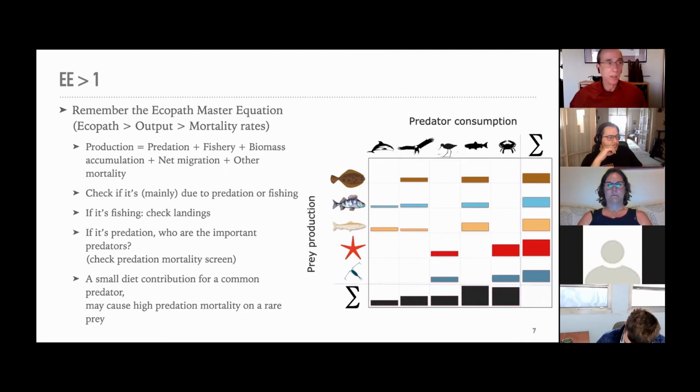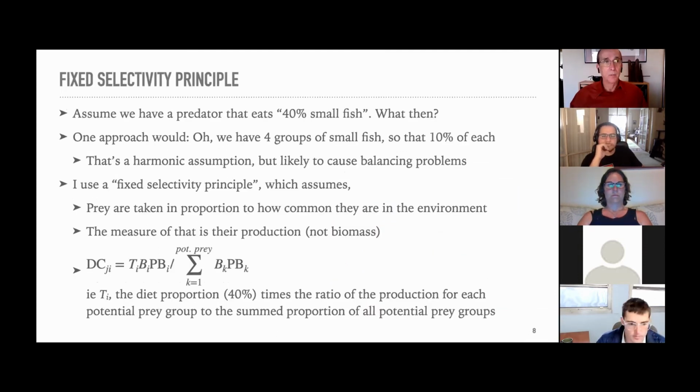Actually, it led to a principle that I call the fixed selectivity principle, which is a useful thing when you're defining the model. So this is not balancing the model. This is a trick to avoid a common problem that we see when balancing it. And that is this. Here, the example I'm giving is, we have a predator that eats 40% small fish. Often diet compositions are to that level that they eat fish, small fish. Now, what is it? Many would just say, oh, the simple assumption would be we have 4 groups of small fish, so there's 10% each. But they are not all equal. Not all small fish are created equal. It's not Orwellian at all.